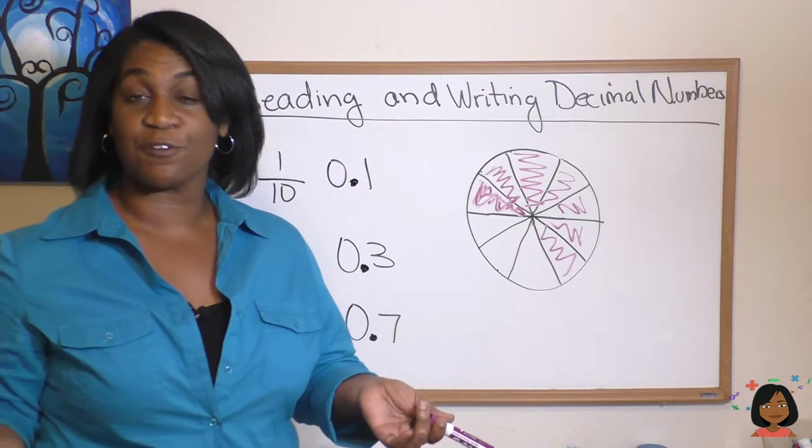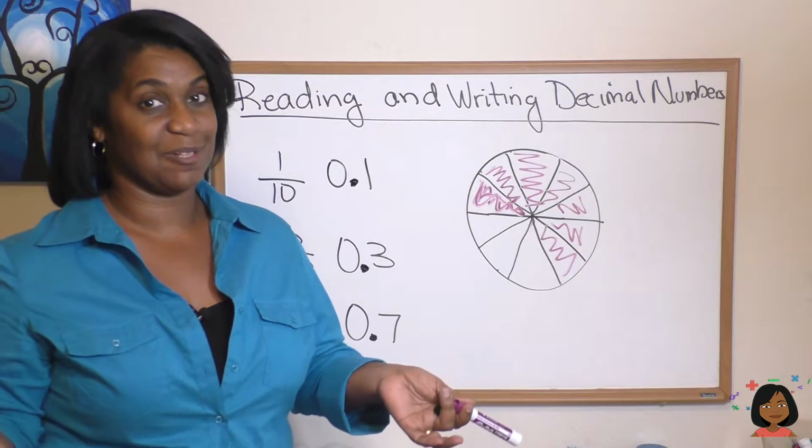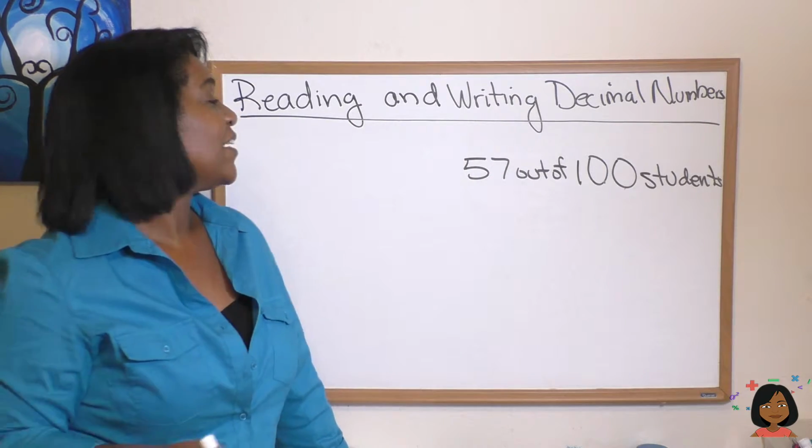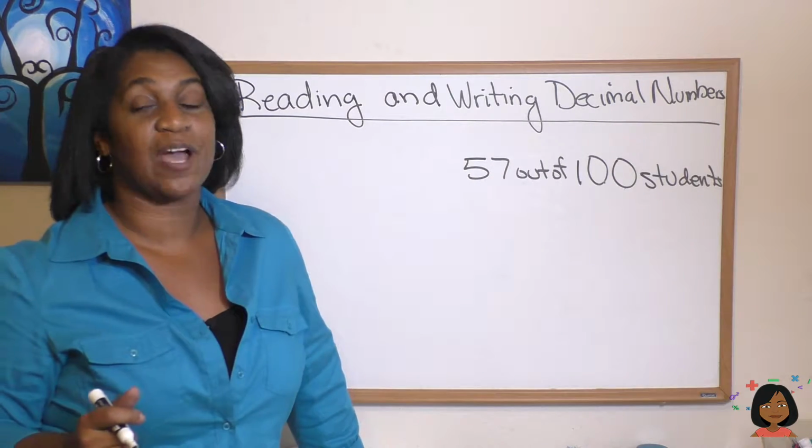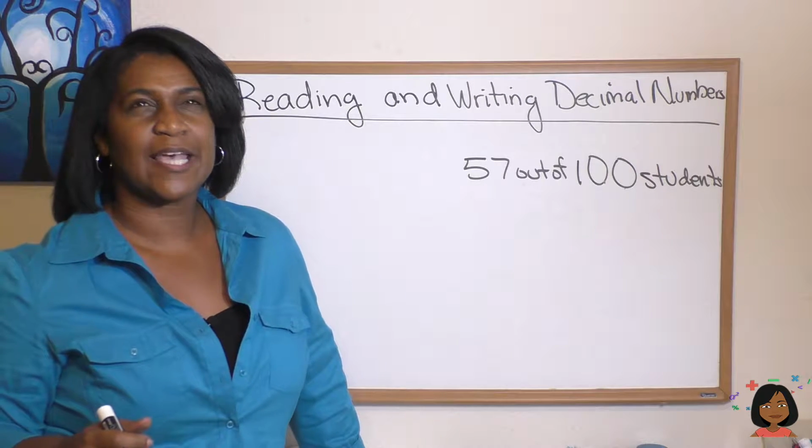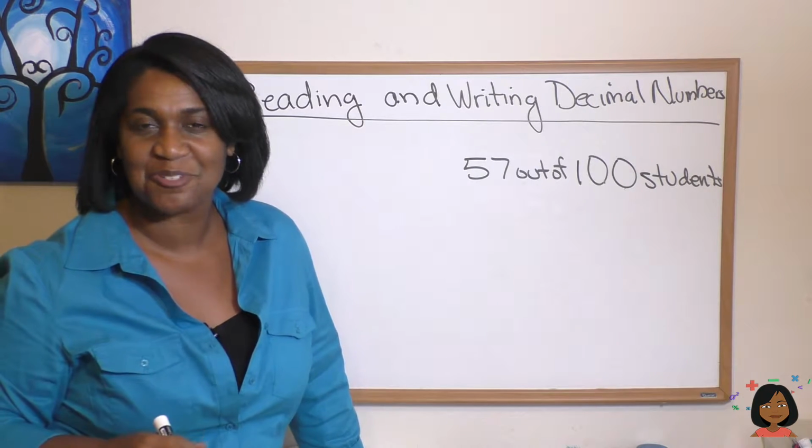Okay, so let's take a little further look at how we write decimals. Take a look at this. Here I have 57 out of 100 students. Let's say they had chocolate milk today for lunch.